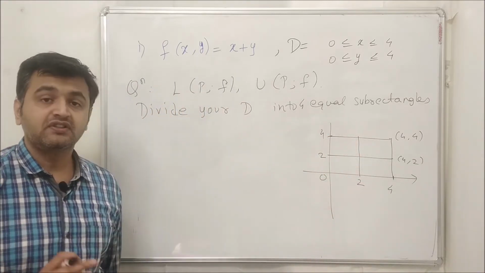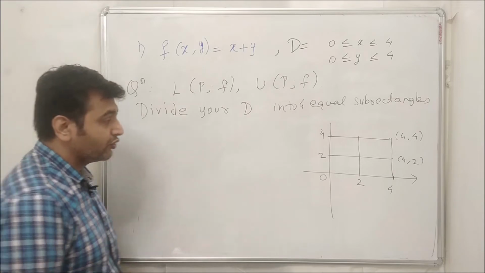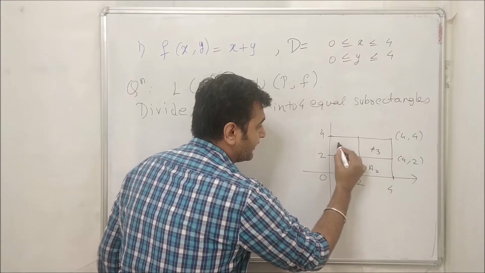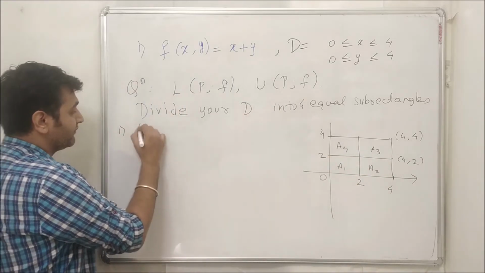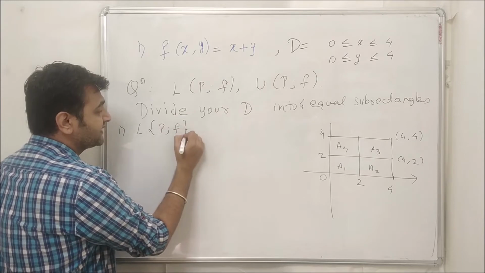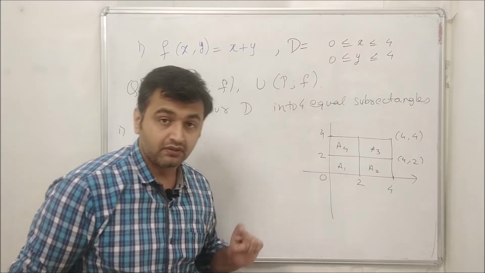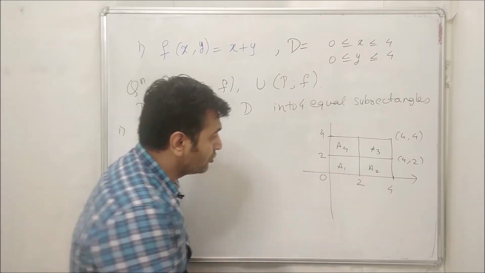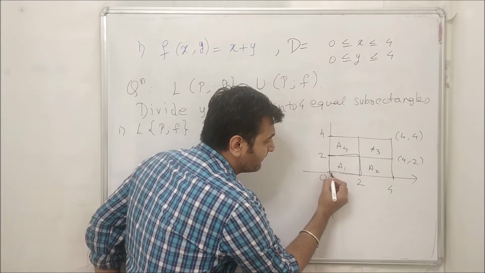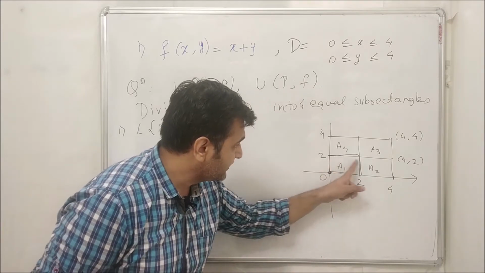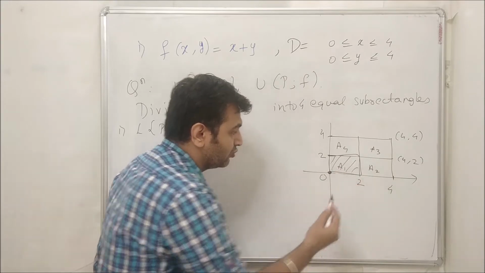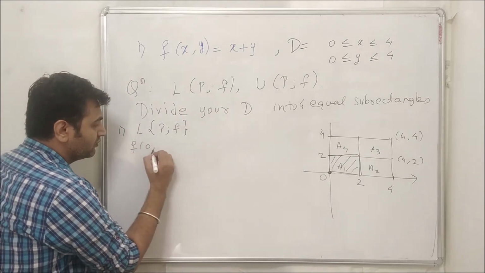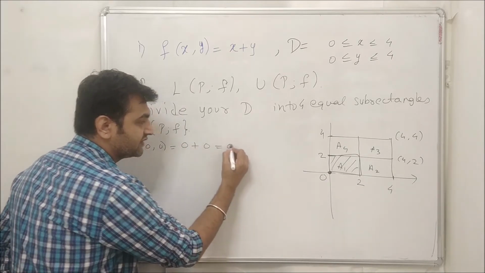What is the first thing you do? Let me call these rectangles A1, A2, A3 and A4. Let's first deal with the lower sum. You look for the point where the function takes the minimum value in rectangle A1. You have a very nice function, x plus y, so you simply add up the components. Among these points, at which point will the function take the minimum value? At (0, 0), because at any other point the x and y components will be non-zero. So what is f(0, 0)? It is 0 plus 0, which is 0.